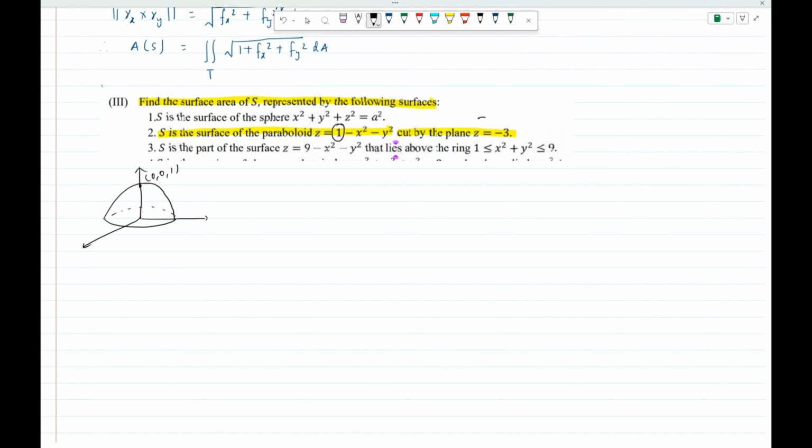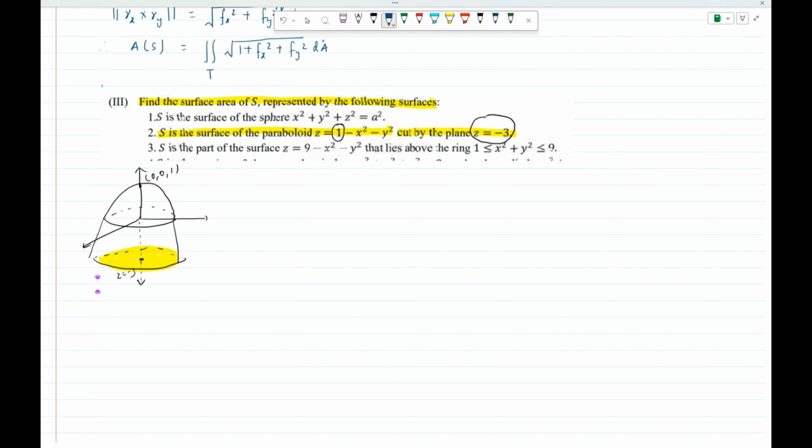Now further, this is cut by the plane z equals negative 3. So we are going to go down the negative z axis also to z equals minus 3, and this is where we expect the parabola to be cut. So that's what we have. And if you look from the top, you're going to see a circular disc which will look like this. This is going to be the largest disc.